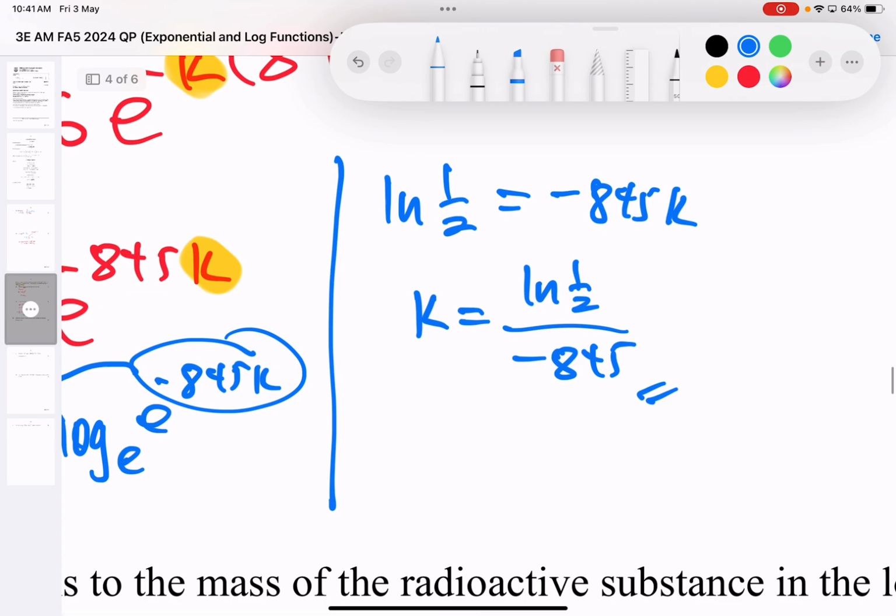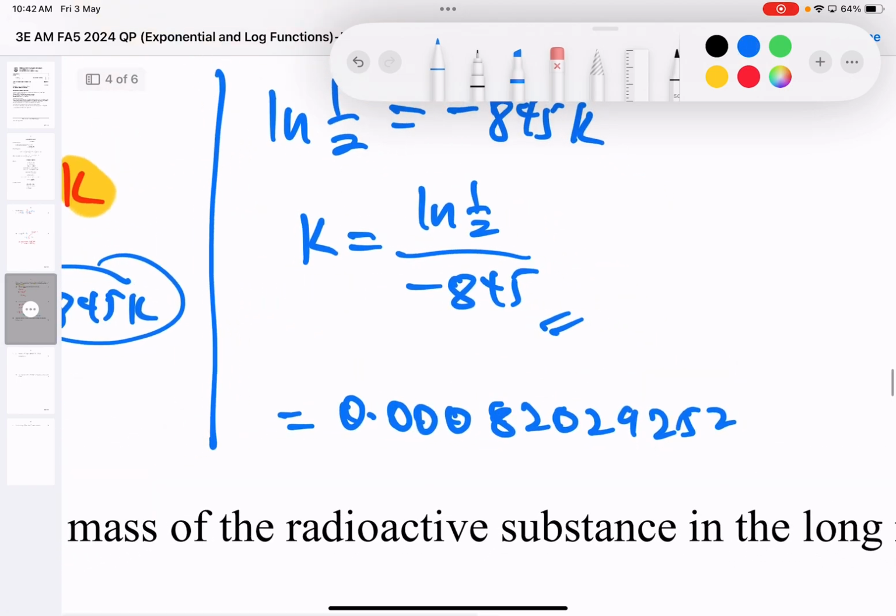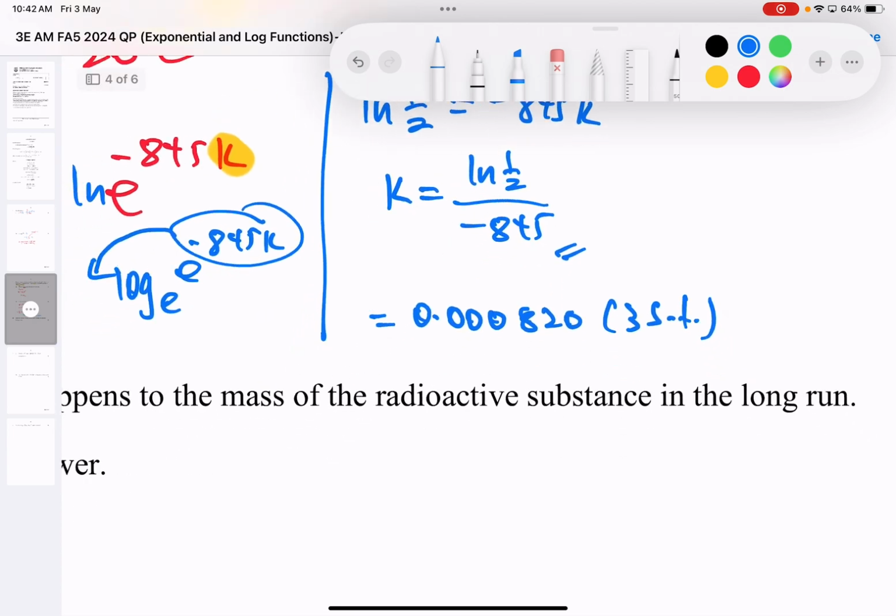Of course, you need to enter your calculator and leave it to 3 sig fig. So it's ln half divided by negative 845. That's going to give me a very small number, 0.008202922. I leave more decimal places because I don't use that actually, so I'll leave my answer to 3 significant figures. Alright, so this is my answer.